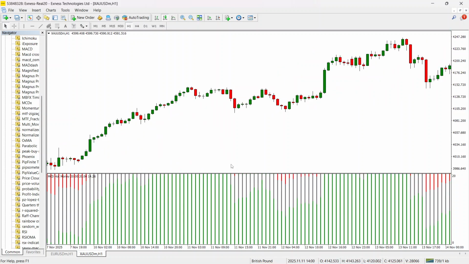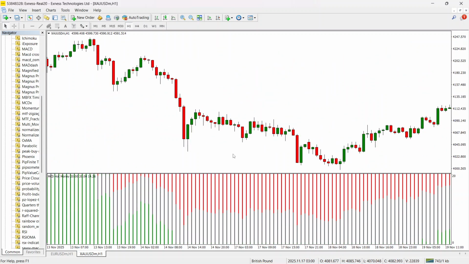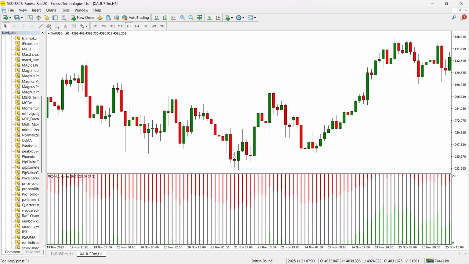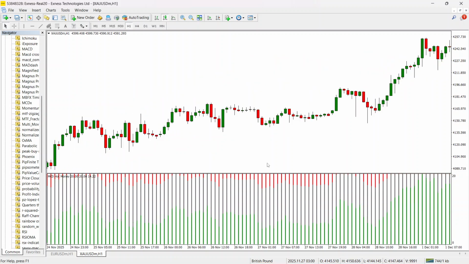Who is this suitable for? This indicator is suitable for scalpers, day traders, swing traders, and long-term investors across forex, stocks, commodities, and indices. It provides clarity in decision making, early trend identification, reduced false signals, adaptability to strategies, and confidence in execution.